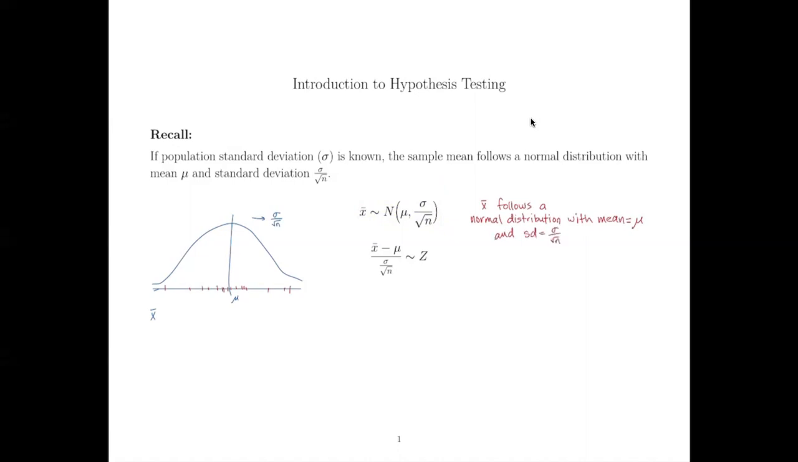Now the second expression here, remember we talked about the z-score, right? The z-score was always x bar minus the mean mu divided by the standard deviation, and this became our z-score, meaning it followed the standard normal distribution, which is the normal distribution with mean 0 and standard deviation 1, okay? So once we remember that, those two statements are equivalent, and we're going to need this as we get into hypothesis testing.